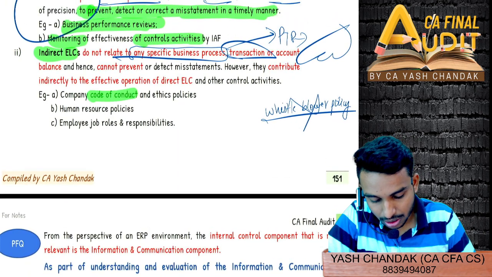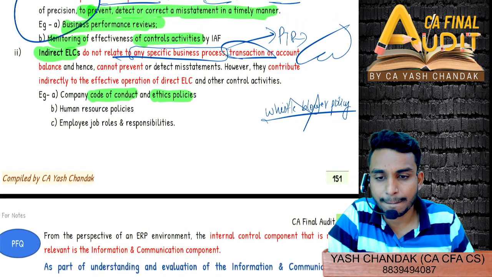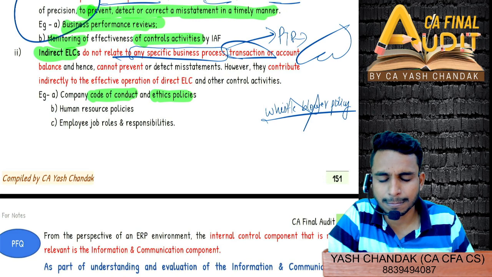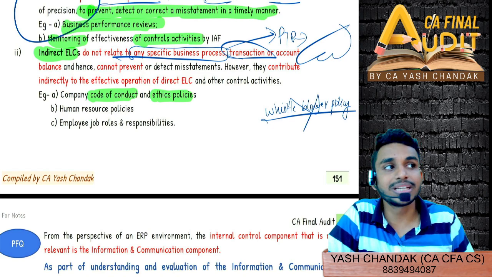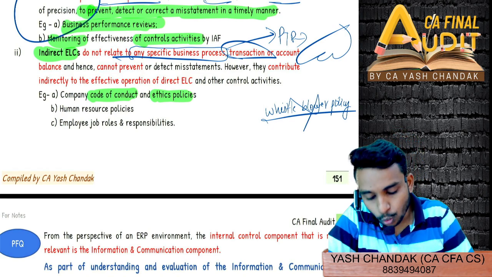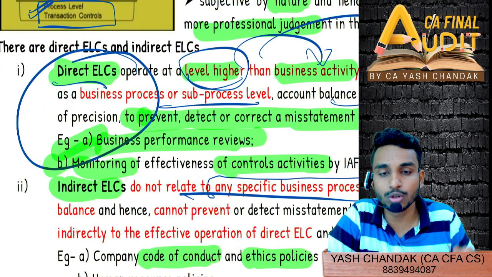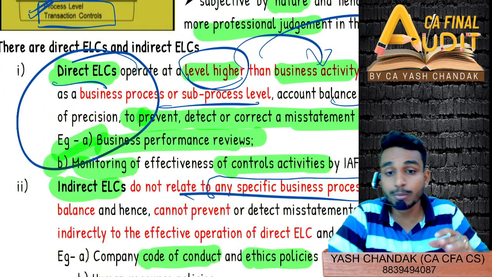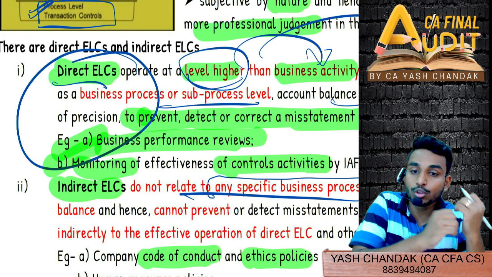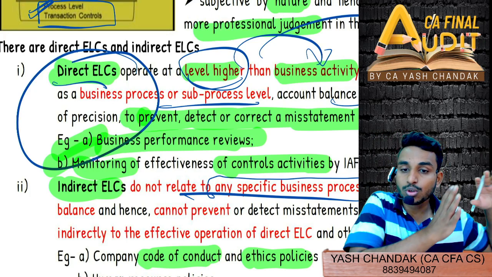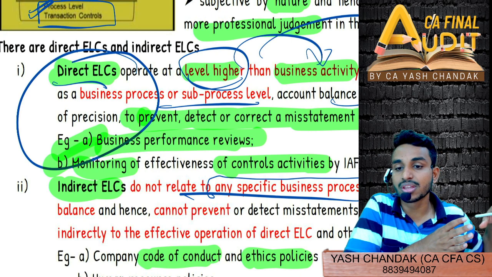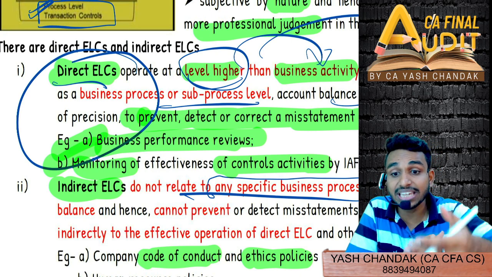They are not bound to prevent or detect, but generally they help, because if the ethical practice is good, then obviously there will be less risk. Just to give you an example, you will be performing the business reviews, you will be monitoring. If you have those values, just because you have this code of conduct, policies and procedures, it will not help you to detect any misstatement.